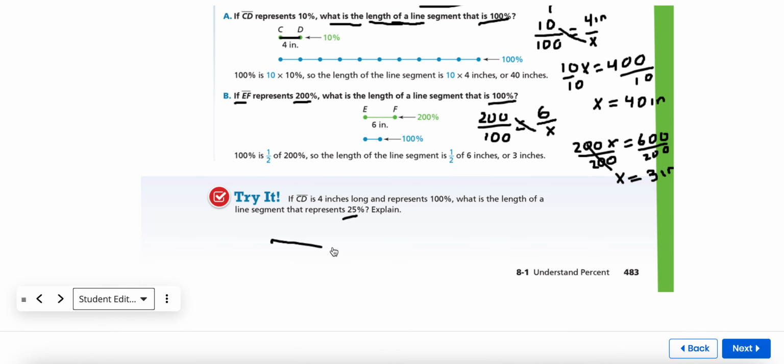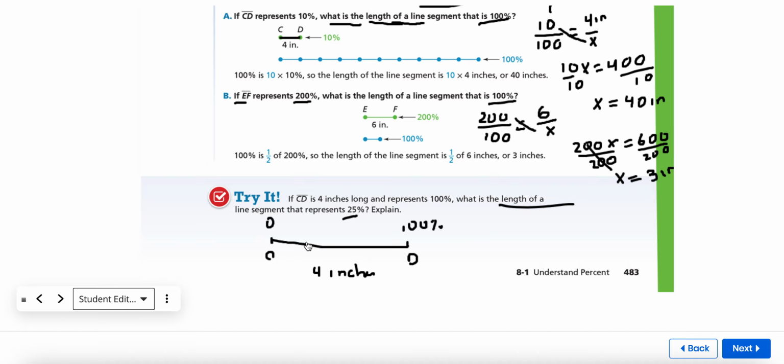Let's do a picture, going from C to D. I know this whole thing is 4 inches, so I'm going to write 4 inches here. This is 100%, that's what it said, so I'm going to put 100%. And this is 0. From 0 to 100% is 4 inches. What is the length of a line segment that is 25%? So how many 25%s are there in 100? 100 divided by 25 is 4.